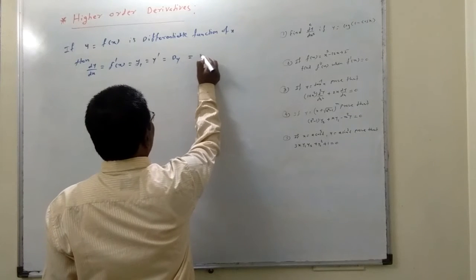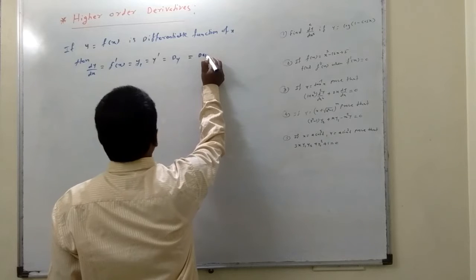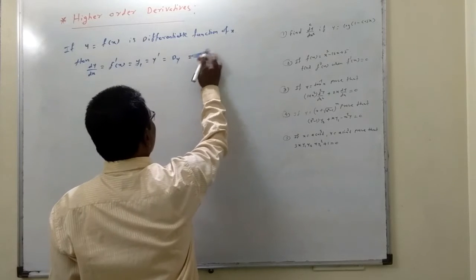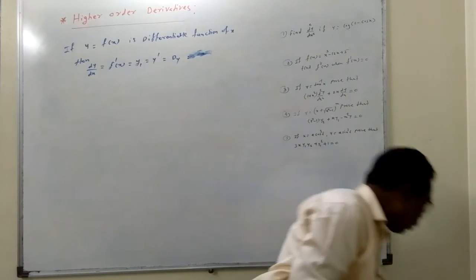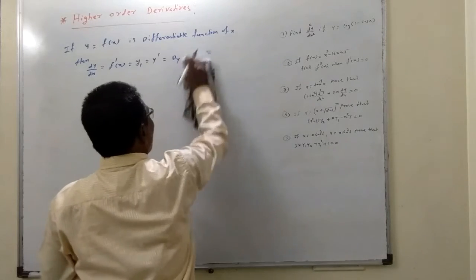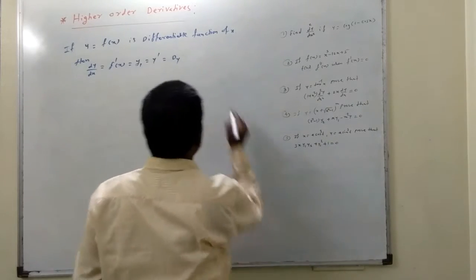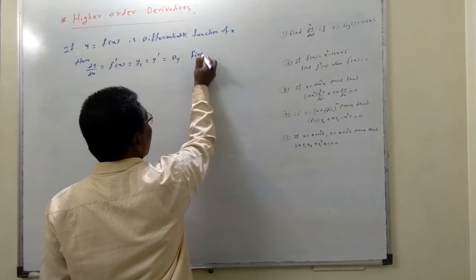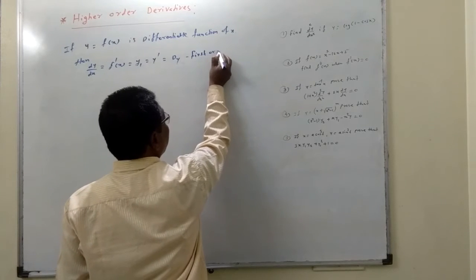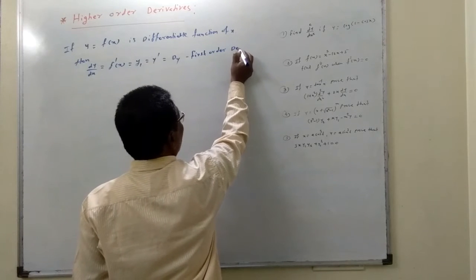So this is nothing but the derivative. We have taken the derivative once only, and that's why this is known as the first order derivative.